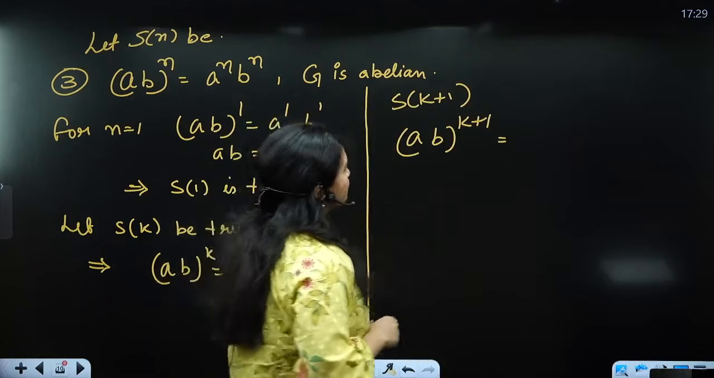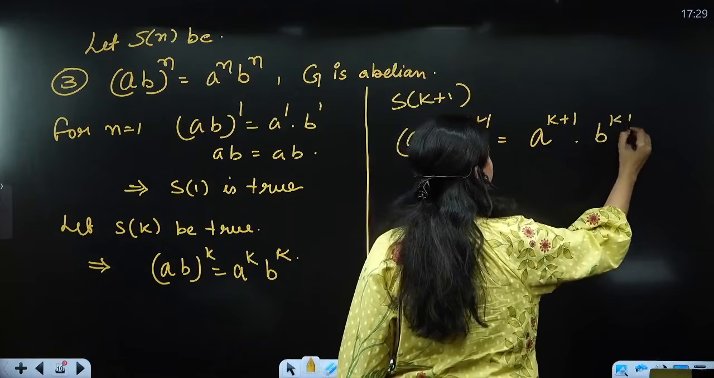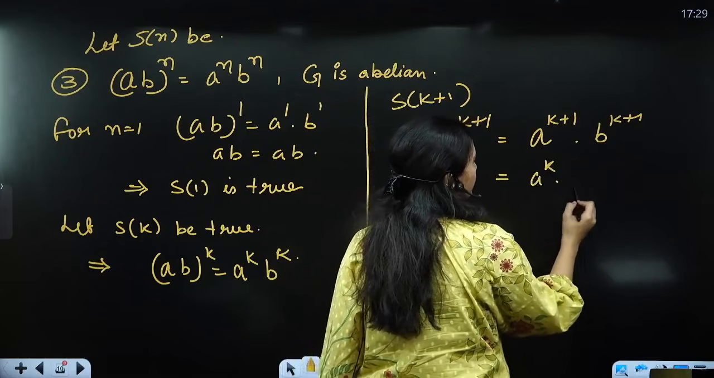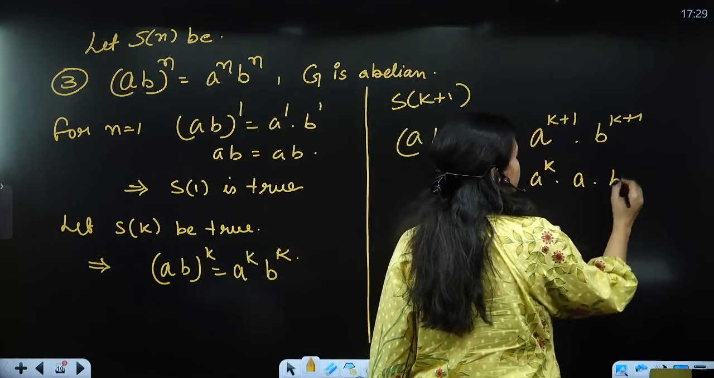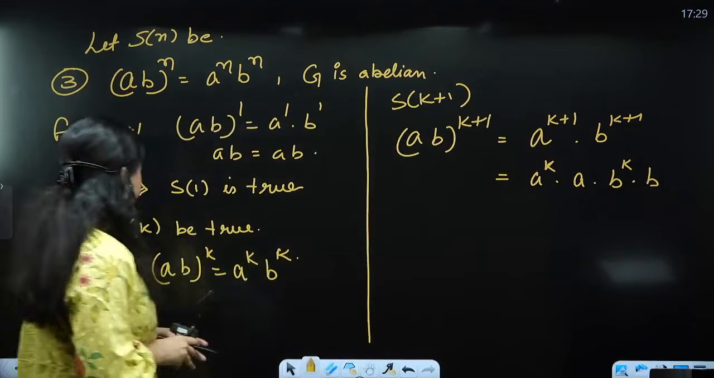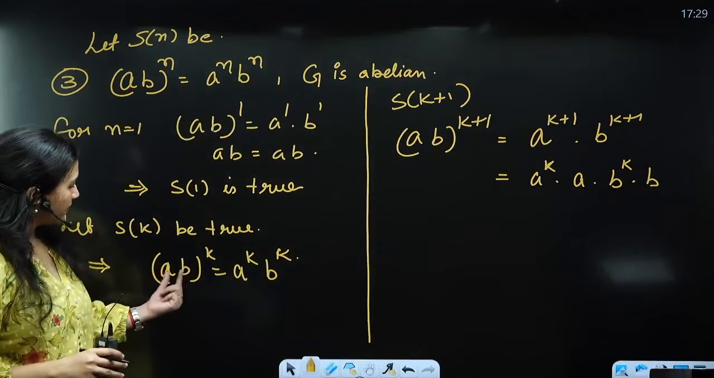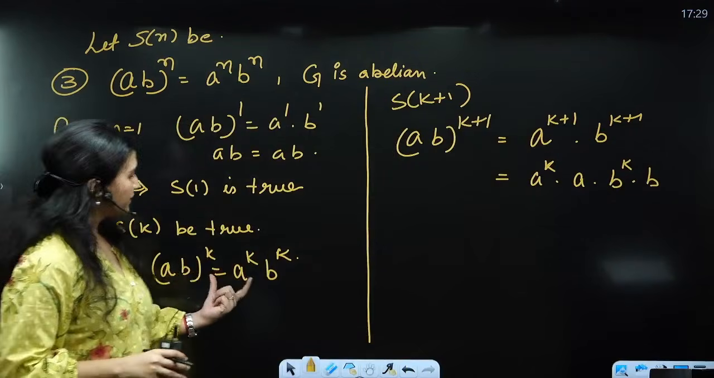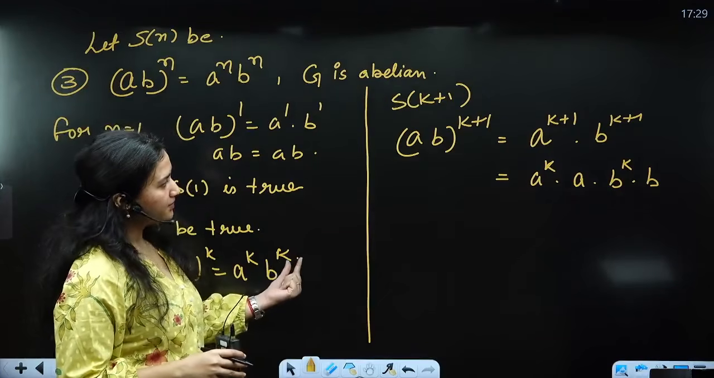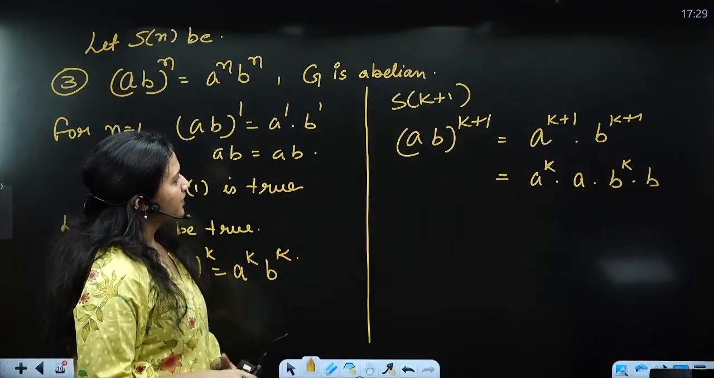Okay. So what we can do is write it as a^(k+1) · b^(k+1), right? Then we can write it as a^k · a · b^k · b, right? What do we need here? Eventually we need a^(k+1) and b^(k+1).